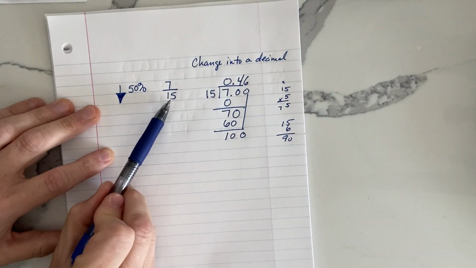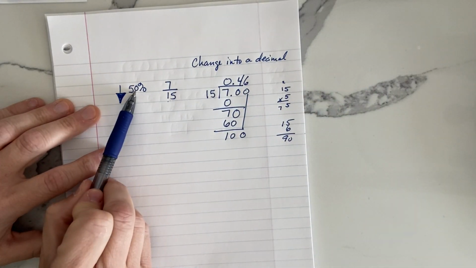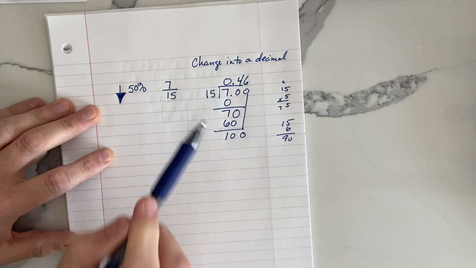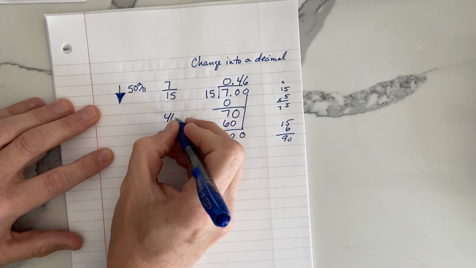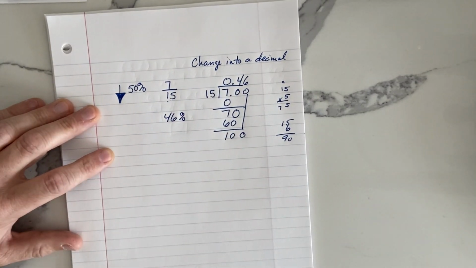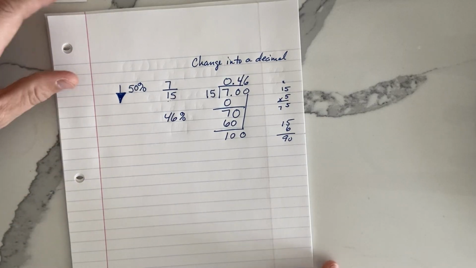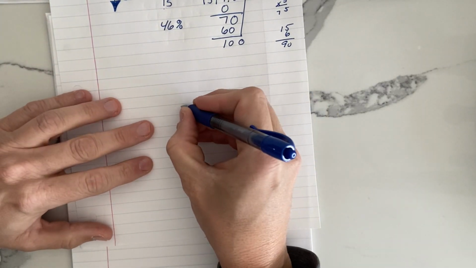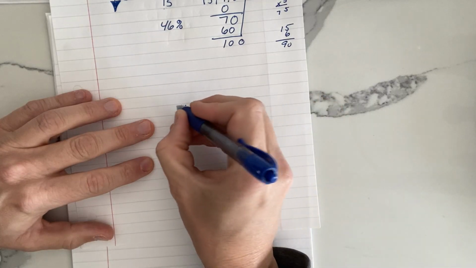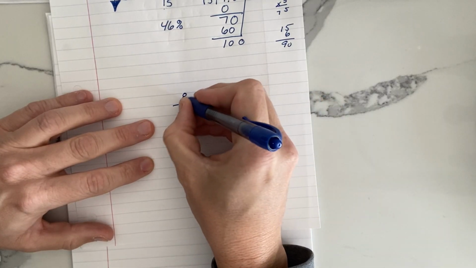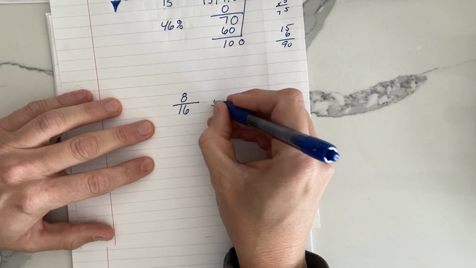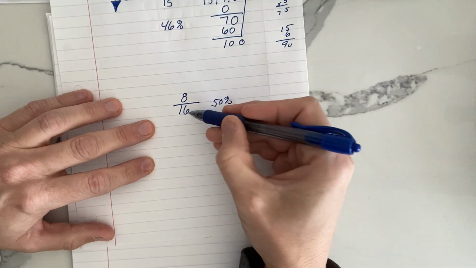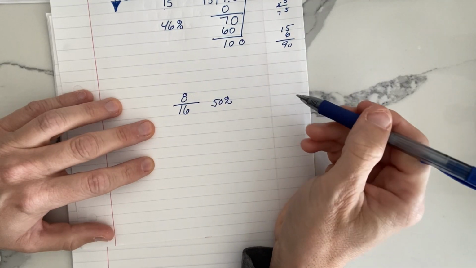And look at that. If you guys look, when we estimated, we said it would be below 50%. And 7/15 is actually 46%. Okay? So let's take a look at that a little bit more. So what happens if I had 16? Well, if I had 8/16, you already know that that would be 50% because half of 16 is 8, right?